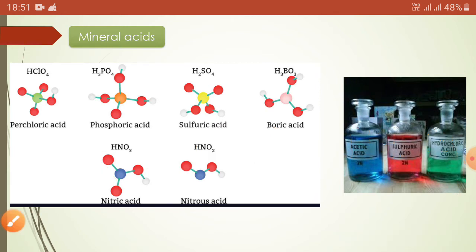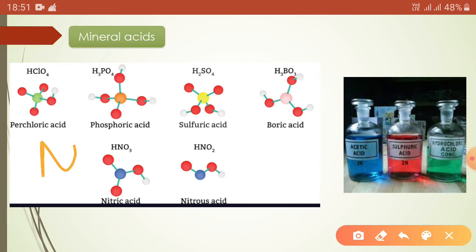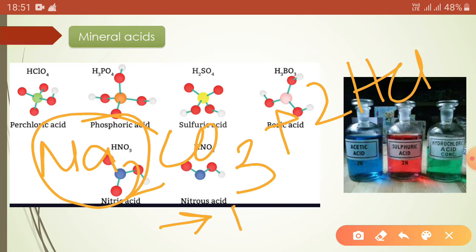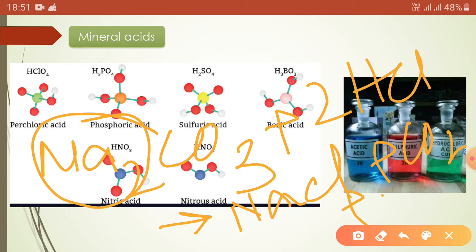Now we are talking about the reaction of acids with metal carbonates. What do we mean by metal carbonate? Suppose I am taking one example, Na2CO3, that is a metal carbonate. The metal here is sodium, Na. So when Na2CO3, sodium carbonate, reacts with HCl, hydrochloric acid, it gives us sodium chloride, that is NaCl, and carbon dioxide and water.